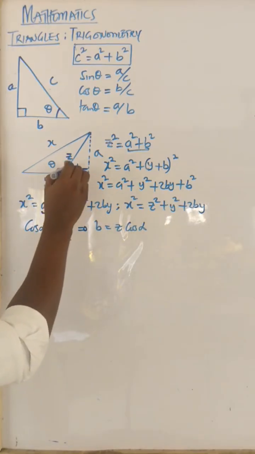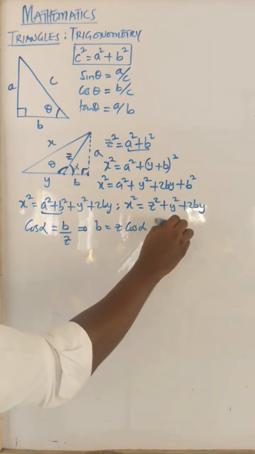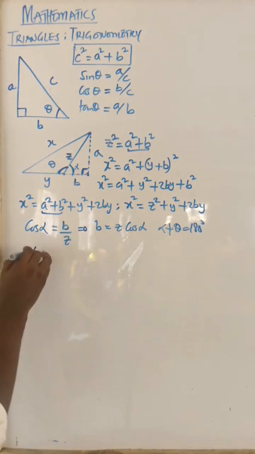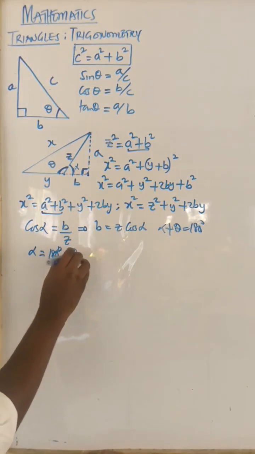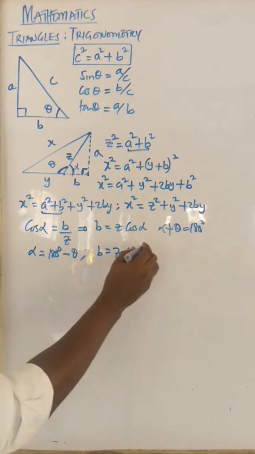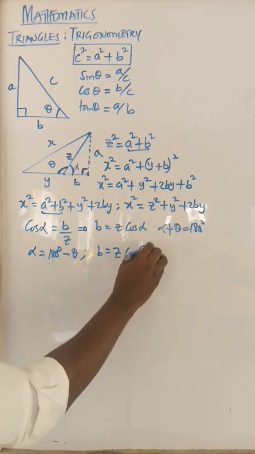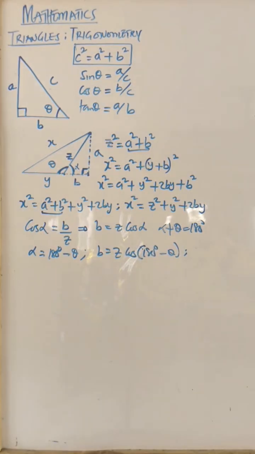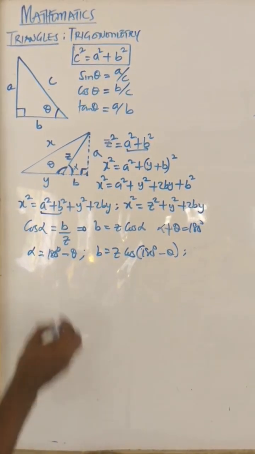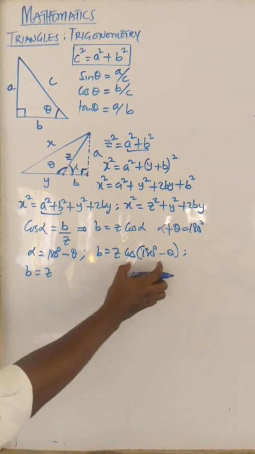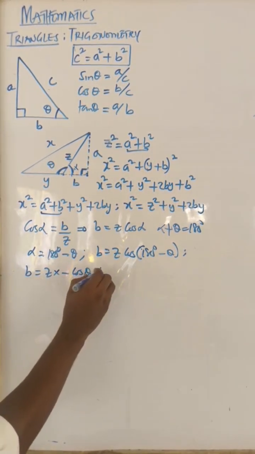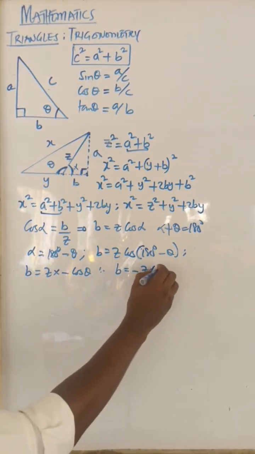If we add theta and alpha, we must get 180 degrees, so alpha equals 180 degrees minus theta. So B equals Z cos of 180 degrees minus theta. One of the identities in trigonometry is that cos of 180 minus theta is in the second quadrant and is the negative of the equivalent in the first quadrant. So cos of 180 minus theta is minus cos theta. So B equals minus Z cos theta.